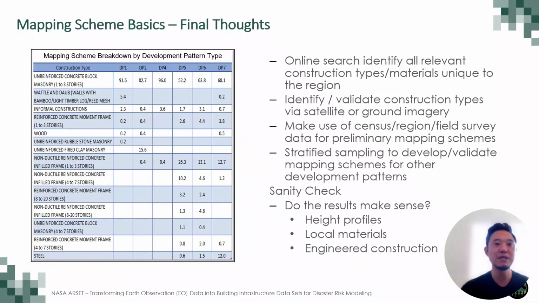On the table on the left is development pattern 1, development pattern 2, 4, 5, 6. 7 is industrial, but 1 is rural, 2 is residential, 4 is high density residential, 5 is urban, 6 is high urban. So you want to look at it and make sure, do these height profiles make sense? Are there taller buildings where I expect them to be taller buildings, which is in the urban regions?